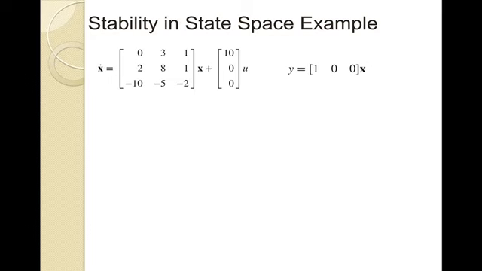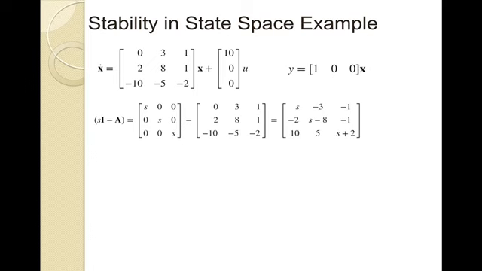You'll see on the slide I have x dot equals Ax. In this case, A equals [0, 3, 1; 2, 8, 1; -10, -5, -2]. That's our A matrix. And then our B matrix, or B vector if you will, is [10, 0, 0]. Y equals Cx. Like most of the time, there's not always a D term here, so that term is 0. So I'm left with y equals Cx, as you'll see there. C is just [1, 0, 0]. So that is our system that we want to look at. And for determining stability, what we want to do is formulate the sI minus A matrix here.